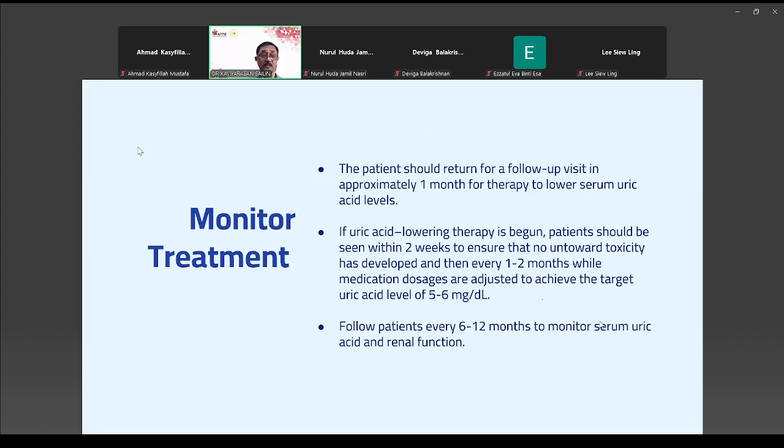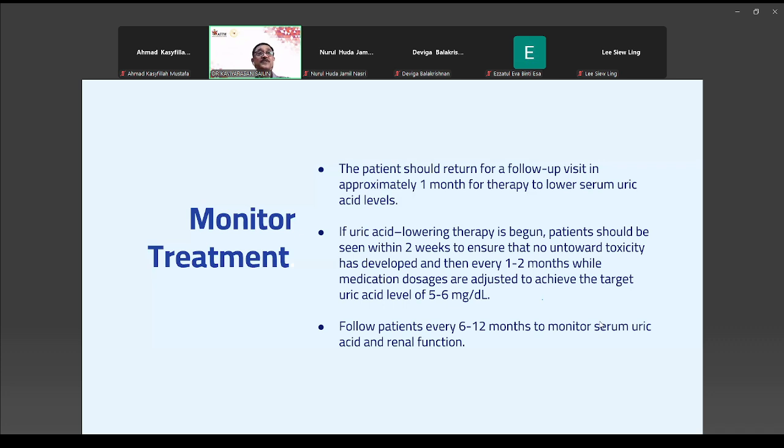So the seventh feature of rational prescription is monitor. So you have to monitor the patient. Once you have started treatment, ask them to come back in about 1 month's time for therapy to lower the serum uric acid level. Because during acute attack, you're not starting him on uric acid lowering therapy. So you ask them to come back after about a month.